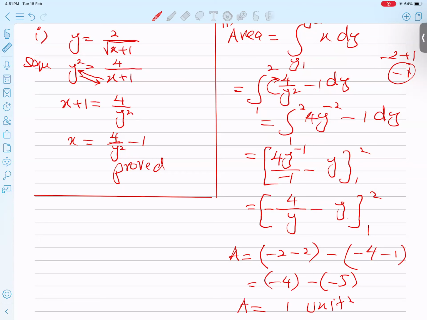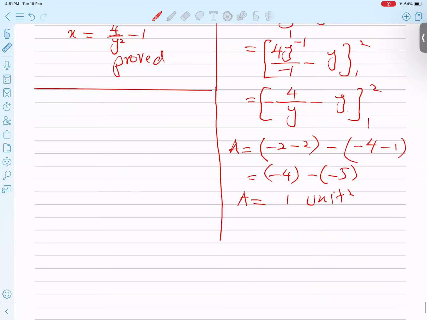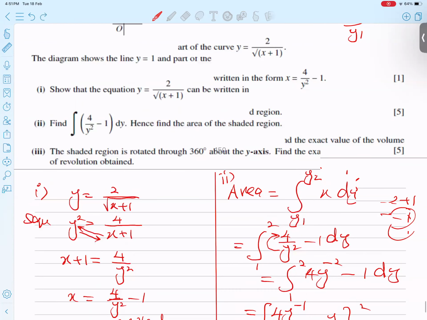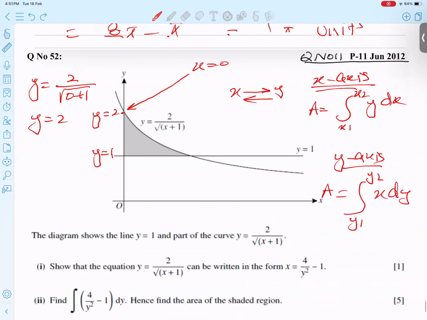So Alhamdulillah Rabbil Alameen, this part is very, very clear and we have done it. So this part is over. And let's talk about the last part, the third part, where he talks about the shaded area being rotated above the y-axis, find the exact volume. So student, again we have two approaches: if I rotate about the x-axis or if I rotate about the y-axis, because he said about the y-axis.